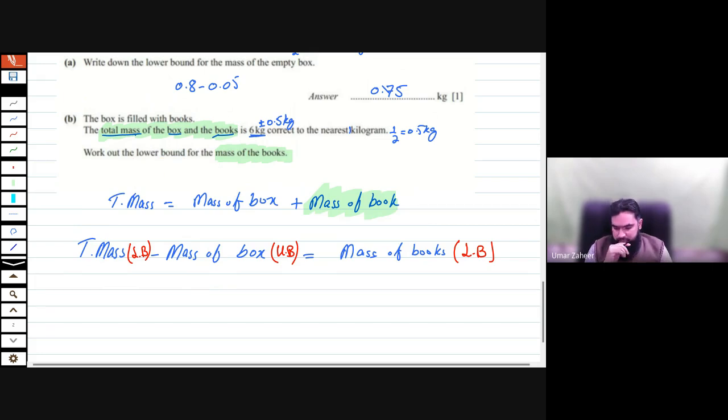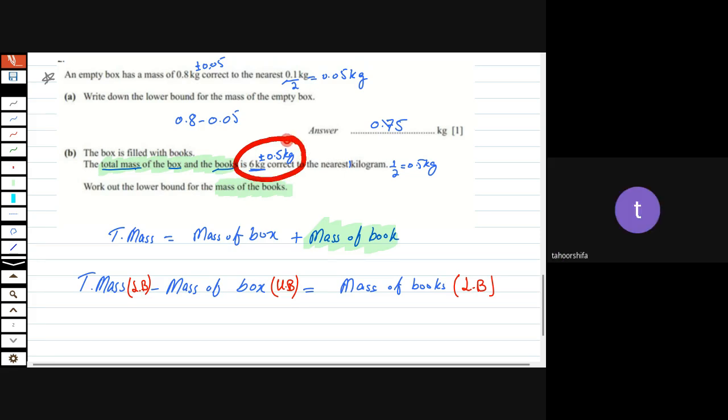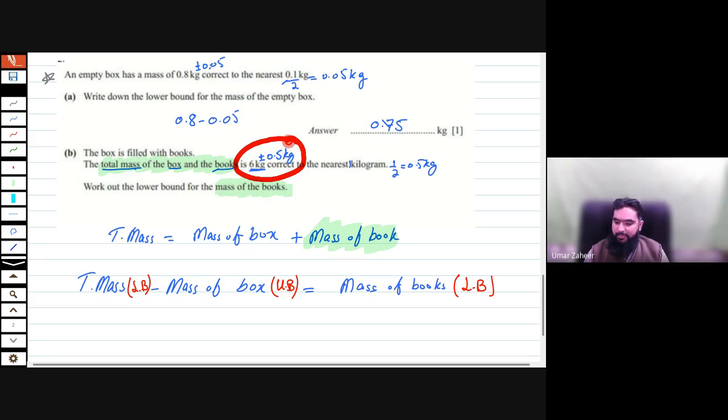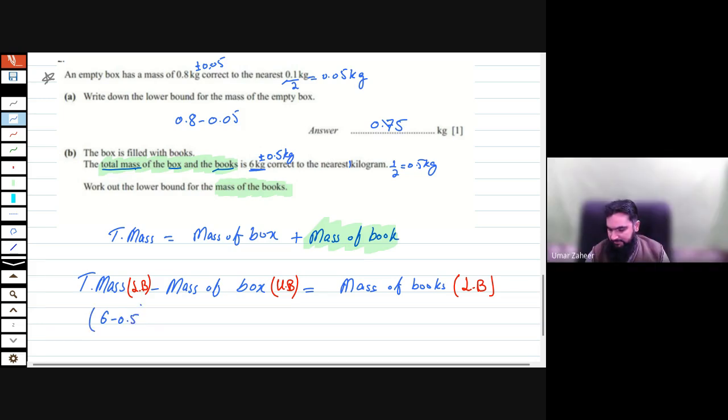Okay, now we take the lower bound and upper bound. The total mass, the lower bound of the total value, is 6 kg. What is the lower bound? 6 minus 0.5 is 5.5. The minus stays as it is.